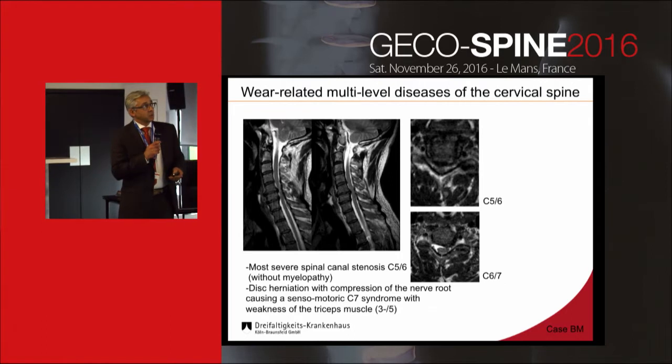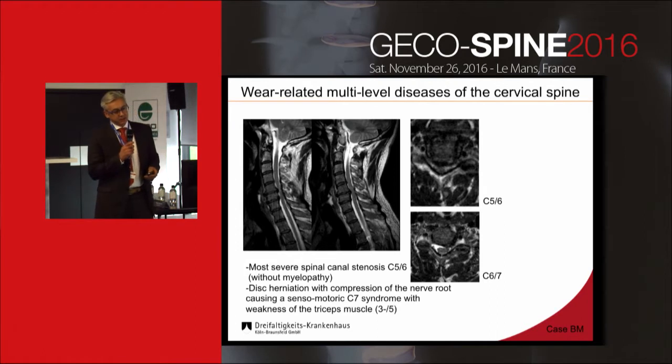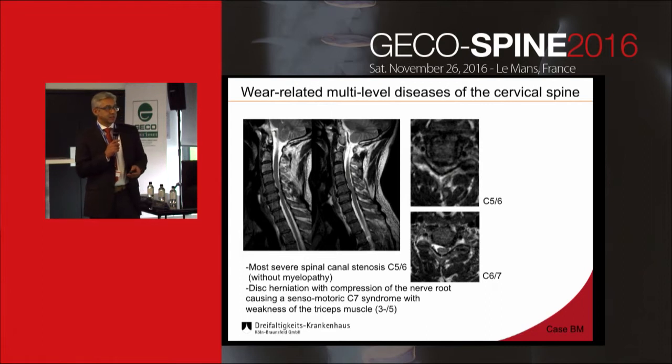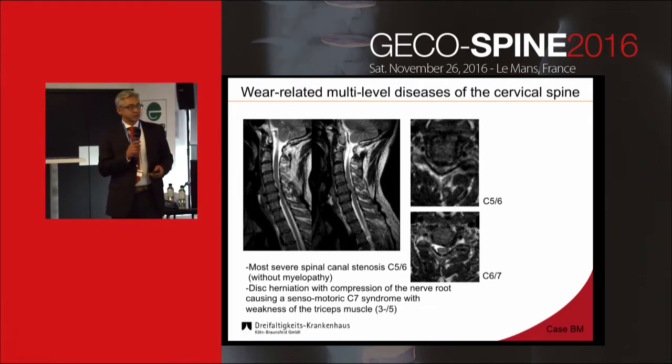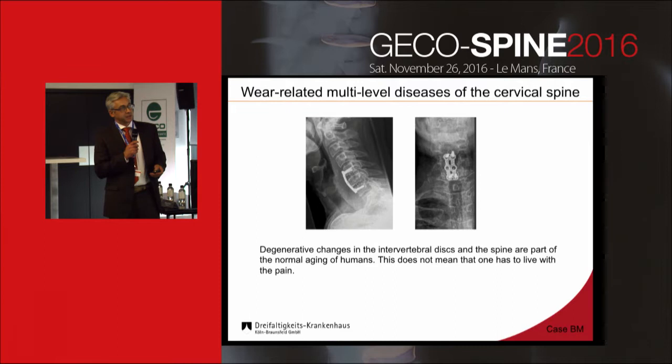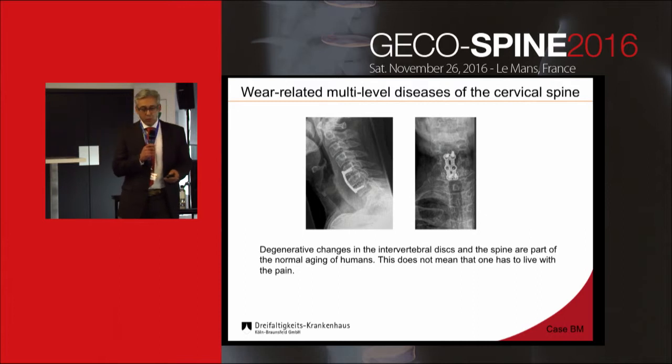We see also the wear-related multi-level disease of the cervical spine, and in this patient we see the spinal canal stenosis C5-6 without myelopathy, the disc herniation with compression of the nerve root causing sensomotoric C7 syndrome with weakness of the triceps muscle. This patient is, in my opinion, an ideal case also for fusion, but in the past it was an elderly patient, and so in the past he was treated with this, and we have to be aware of the adjacent segment pathology.